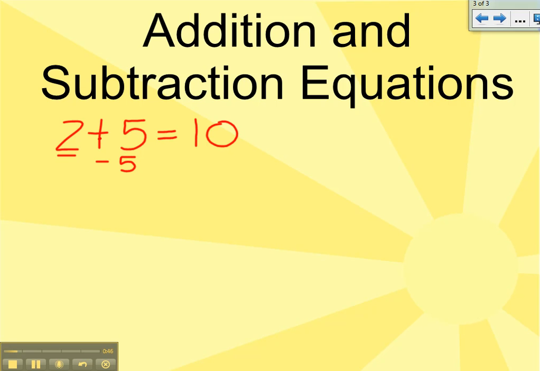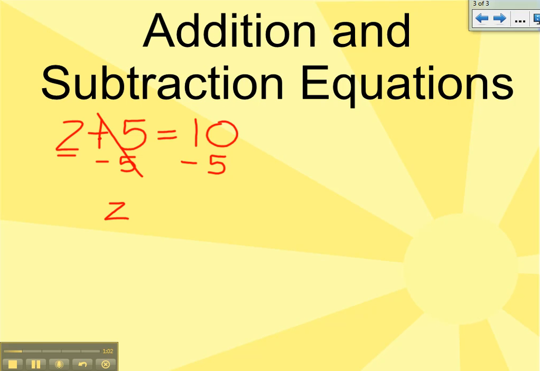5 minus 5 is going to equal 0. So that's just going to go away. All that's left on the left side of my equation is going to be a z. To keep things fair and equal though, if I subtract 5 from one side, I need to subtract 5 from the other side. Think about it like brothers and sisters.